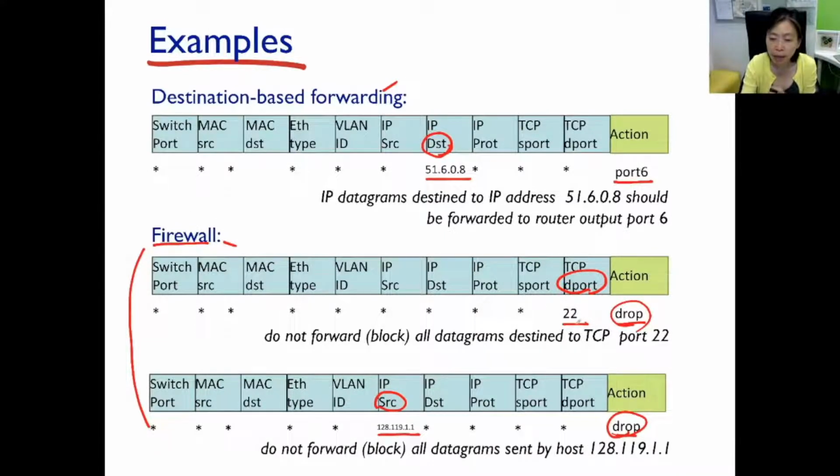Now, why blocking packet going to port 22? Why blocking packet coming from a particular IP address? Allow me to explain. So port 22 is also the port number of the SSH server.